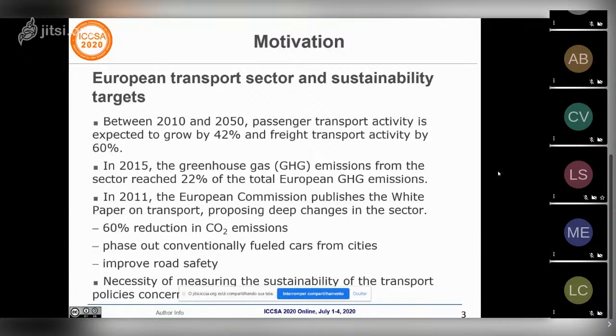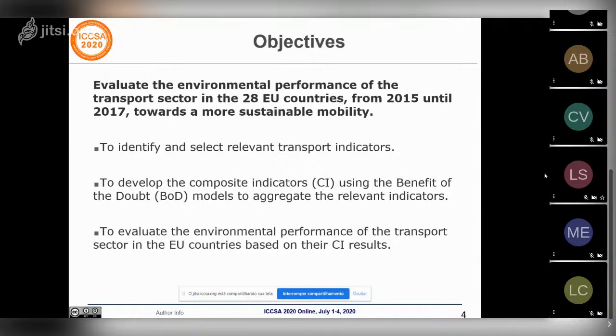In this scenario, it is important to be able to measure the sustainability of transport policies concerning the European Union countries. Therefore, the objective of this work is to evaluate the environmental performance of the transport sector in the 28 European Union countries from 2015 until 2017 towards a more sustainable mobility. To achieve this, it was necessary to identify and select relevant transport indicators, to aggregate these indicators into composite indicators using the benefit of the doubt models, and finally to evaluate the environmental performance of the transport sector of these countries using their CI results.